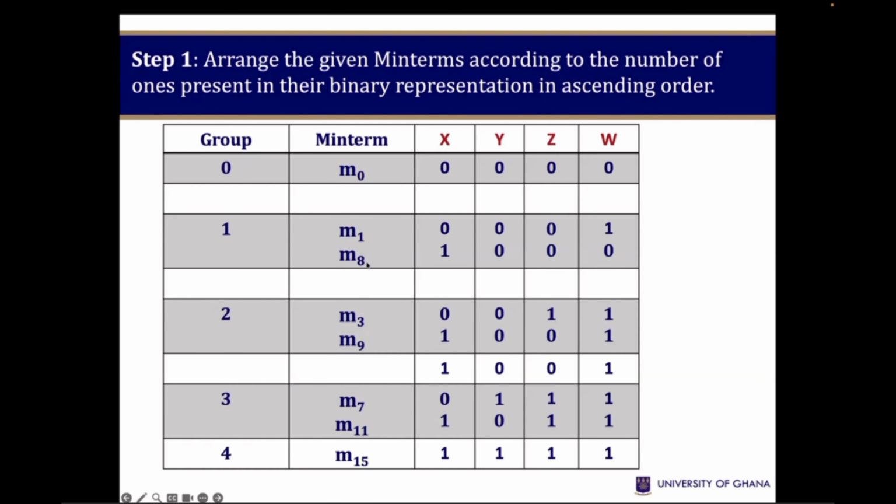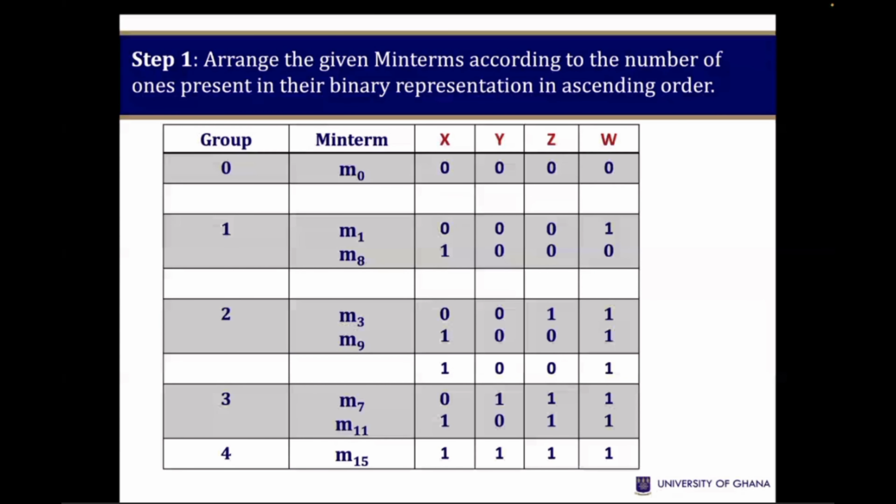And what do you mean by matching? So for group 0 and group 1 to match, it means that when you compare their binary values, they should differ in only 1 bit position. That means that those two mean terms form a match pair. That's the meaning. So we are going to do the match pairs.